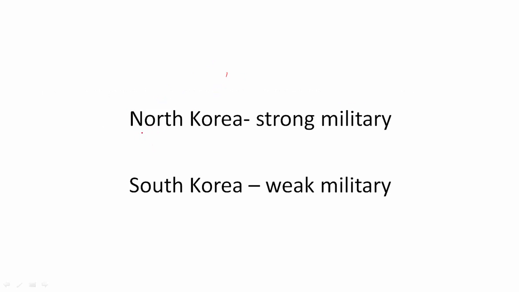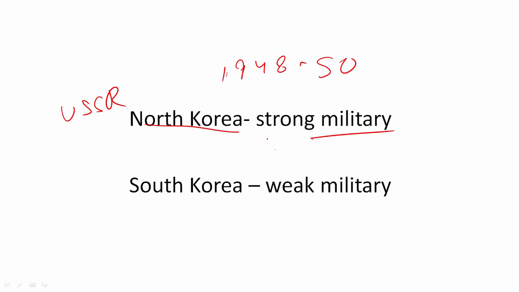So from 1948 to 1950, both these Koreas were supported by their respective backers, that is USSR and USA. So they supplied military to North Korea, and thus their military was very strong by 1950. On the other hand, South Korea was not supplied by very good weapons or even tanks. USA did not give tanks to them. They did not give rifles. They only gave them pistols and small weapons. So their military was very weak.